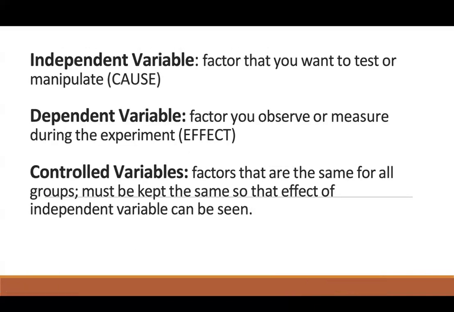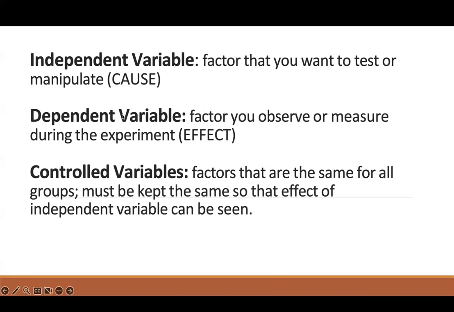So as we were talking about, an independent variable is a factor that you want to test or manipulate. In my last example with the plants, that was light intensity. The intensity of light is what I'm trying to test to see if it affects what we call my dependent variable. This is the factor that we're going to observe or measure during the experiment, the effect. So the cause, the independent variable, was light intensity. And what do we want to see it does? Well, we want to see if it affects the plant growth. So the plant growth may be measured by the plant height is what I would measure.